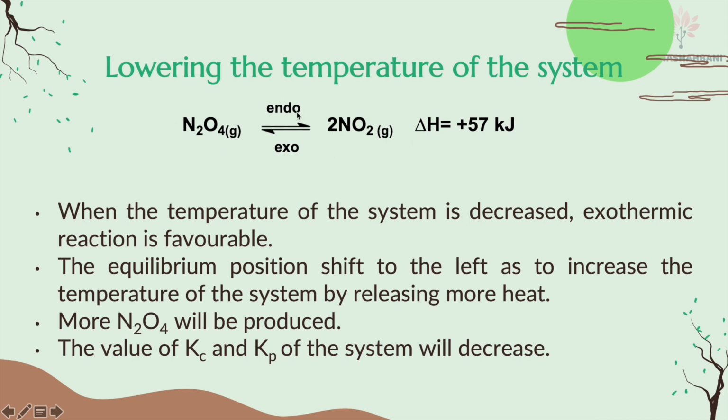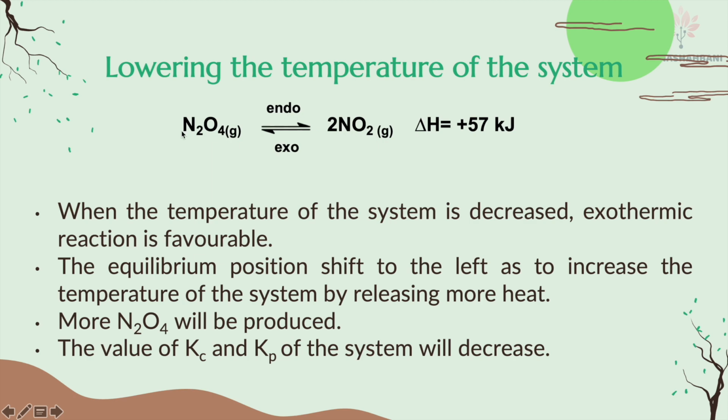If you look at this equation, positive delta H means the arrow on top is endo. The forward reaction is endo for positive delta H. So if you want exothermic to happen, it must be the reverse reaction. The equilibrium position shifts to the left to increase the temperature, because you want exothermic to happen, since you decreased the temperature.